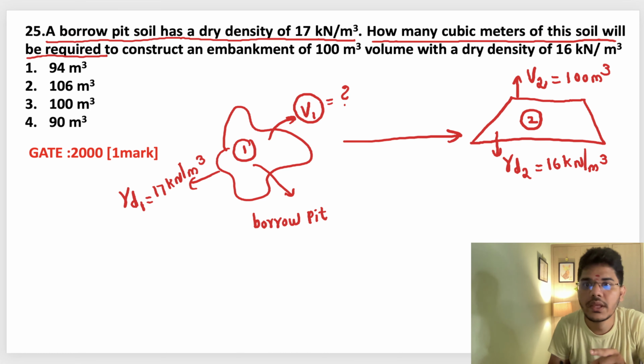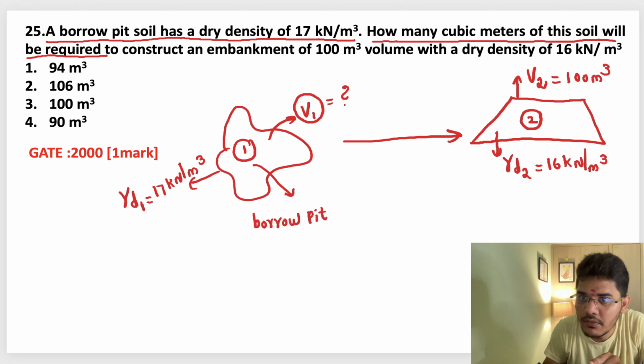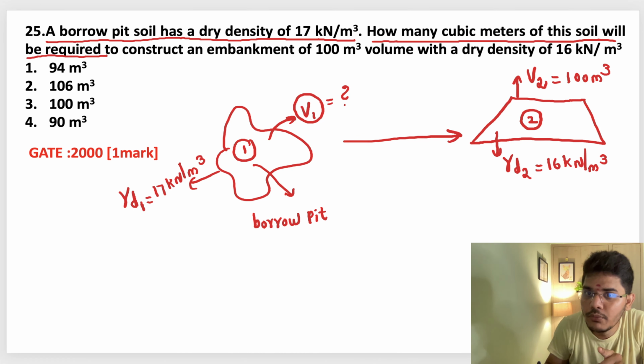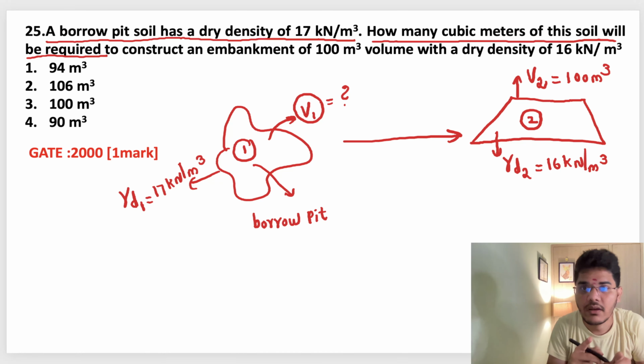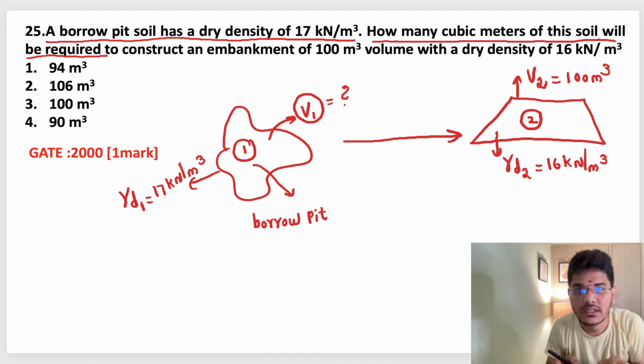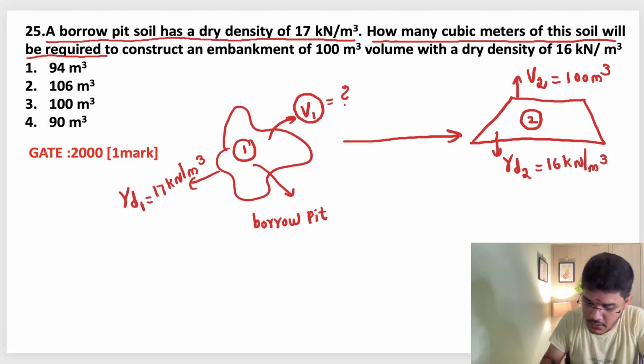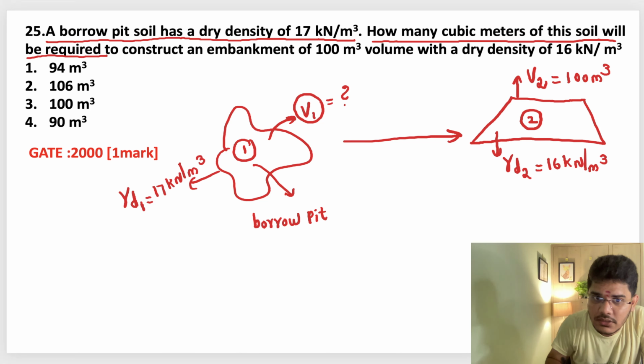So what is our unknown here? To construct an embankment of volume 100 meter cube with a dry density of 16 kilonewton per meter cube, how much soil from the borrow pit is required, provided the borrow pit is having a dry density of 17 kilonewton per meter cube. Now actually to calculate, what is the formula of dry density? Gamma d is equal to weight of solids to the total volume.